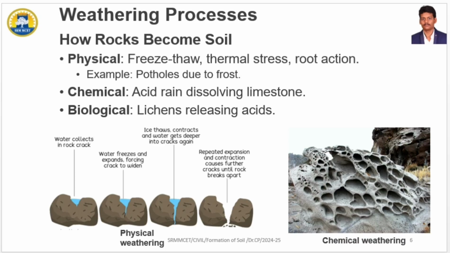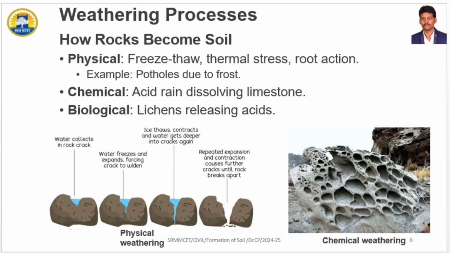Another is chemical weathering. Chemical weathering is like acid rain dissolving limestones, that is, chemical reactions that alter the composition of rocks. For example, rainwater having carbon dioxide forms weak carbonic acid which dissolves the minerals in the rock. So in these two types of weathering, in physical weathering only the size varies, but the mineral properties and the chemical properties remain the same. But in chemical weathering, both the mineral properties, chemical properties as well as the physical appearance will change.